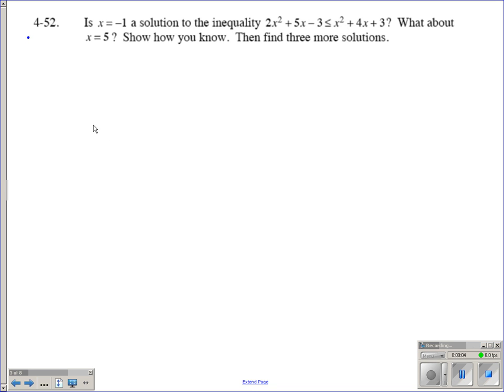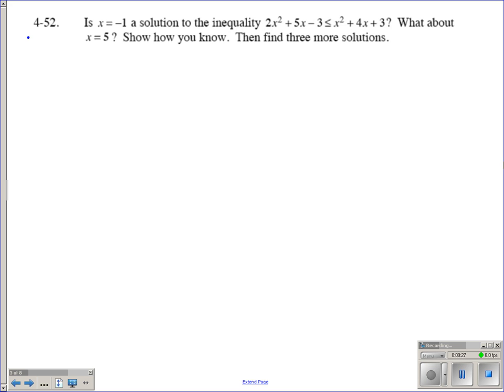Problem 4-52. Is x equals -1 a solution to the inequality 2x squared plus 5x minus 3 is less than or equal to x squared plus 4x plus 3? What about x equals 5? Show how you know. Then find 3 more solutions.